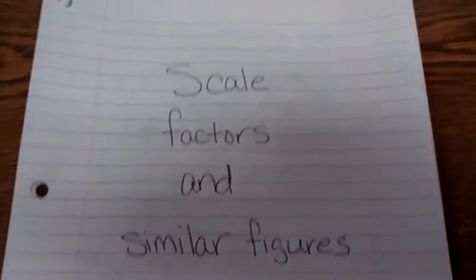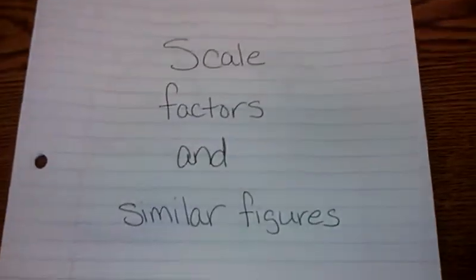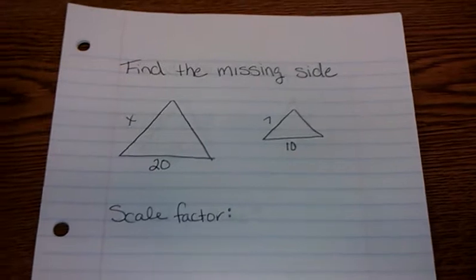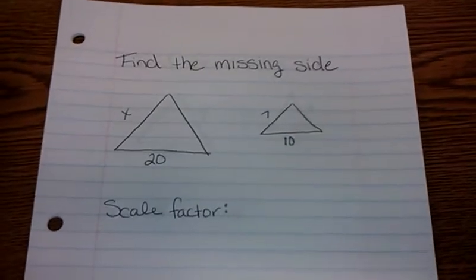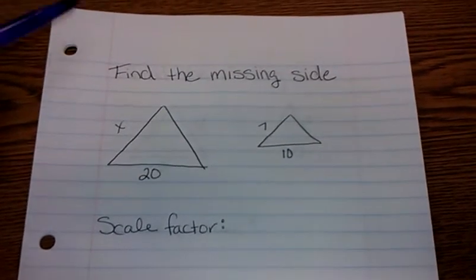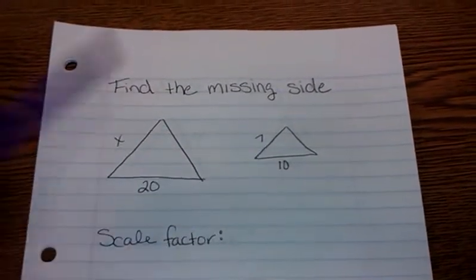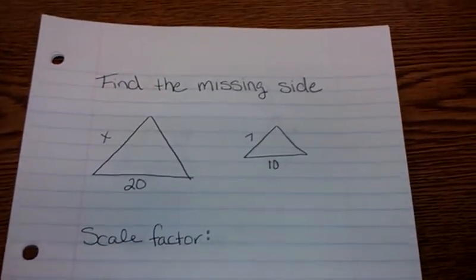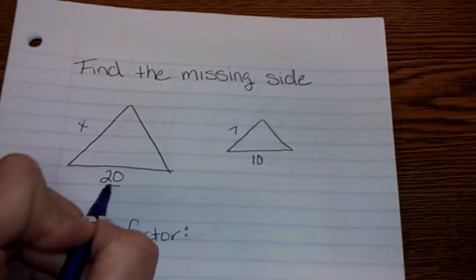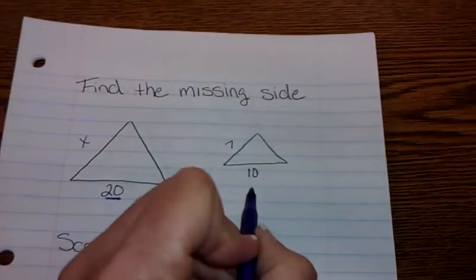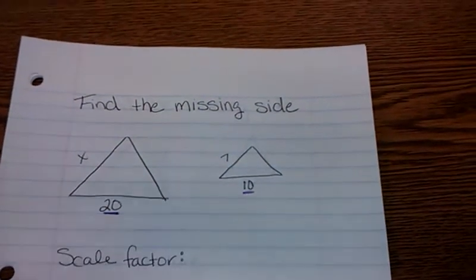This video is over scale factors and similar figures. On this one it says, find the missing side. So what we're going to do, we see that these are going to be similar triangles, and you're going to match up the sides. I'm going to look here, and I'm going to find that these two sides go together.